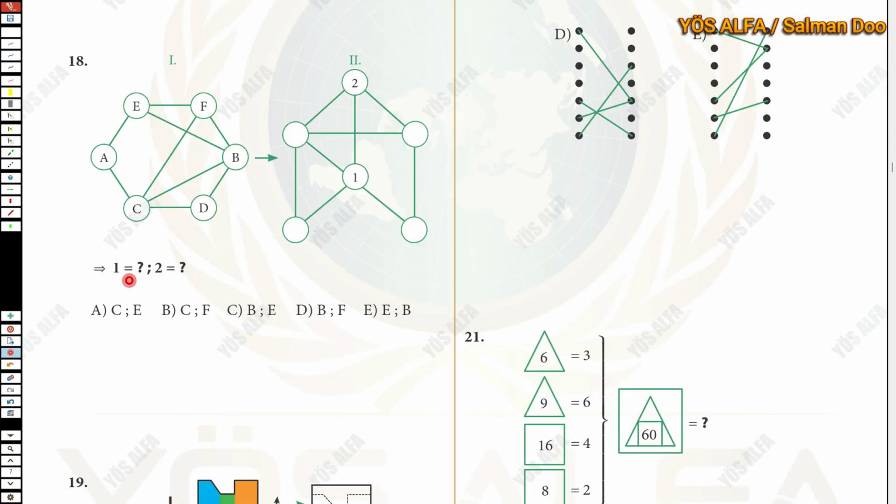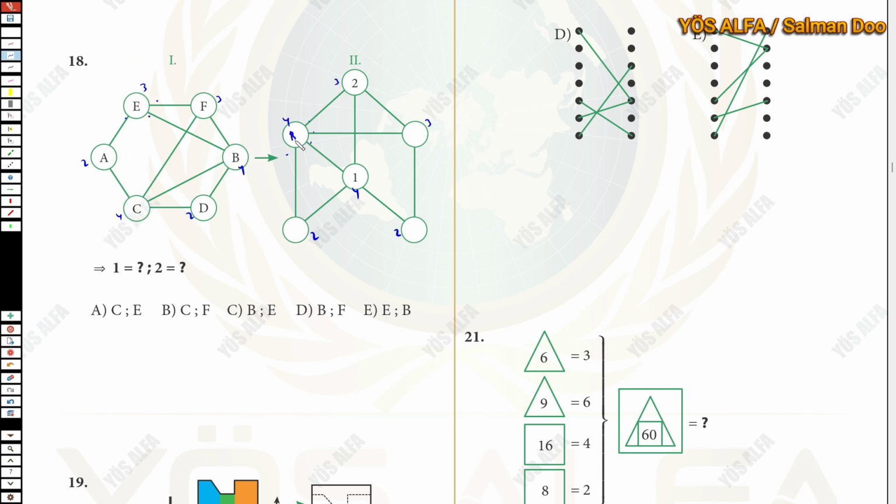18. The mapping problem. So we need to map out the correct ones from A, B, C, D, E, and F. So let's start by writing down the branches of each one. For this one, we have 1, 2, 3 branches, and then 3, 4, 2, 4, and 2. Likewise, I'm going to continue with the same procedure. We have 4 branches here, and 3 over there, 2, 4, and 2. So let's start out with the ones with 4 branches. So we have 4 branches, one here, 4, B, and C.